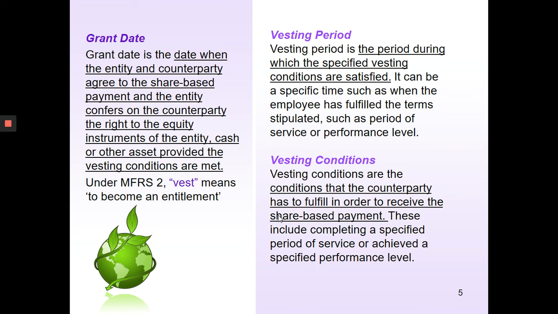Okay, so what is meant by grant date? Grant date is the date when the entity and the counterparty agree to the share-based payment and the entity confer on the counterparty the right to the equity instrument of the entity, cash or other asset provided the vesting conditions are met. Okay, so the grant date is the date when the entity and the other party agree to the share-based payment. Okay, because katakanlah you beli barang, the company buy machine.